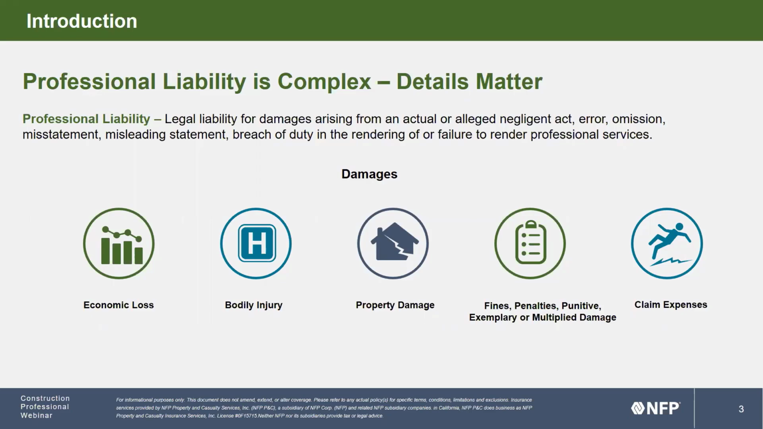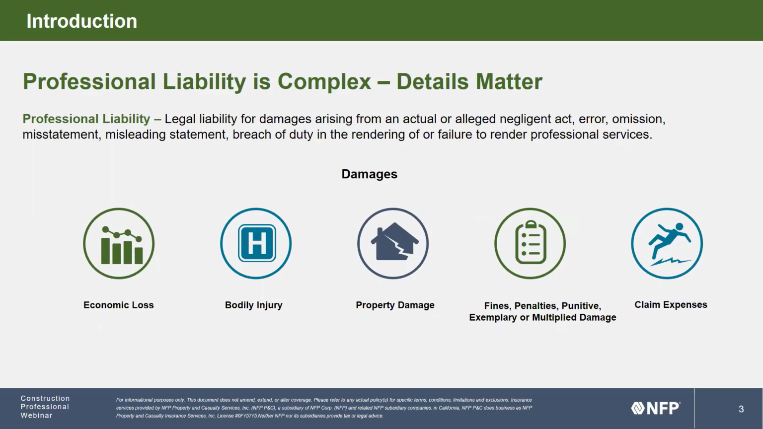The second type of damage that you can realize as a result of professional liability is bodily injury. This would be in the event that a professional service provided on a job causes injury to one or more people. A perfect example of this is a mold claim. Let's say there was a faulty plumbing or sprinkler system, faulty roof, windows, exterior finishing system, all of the above have led to mold losses. If there's an error in the design of any of those systems, you can get a bodily injury claim as a result of mold that develops.